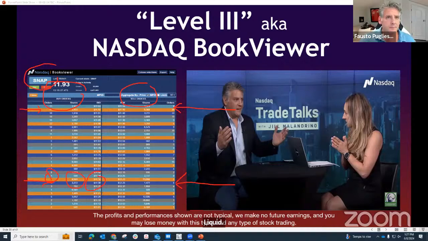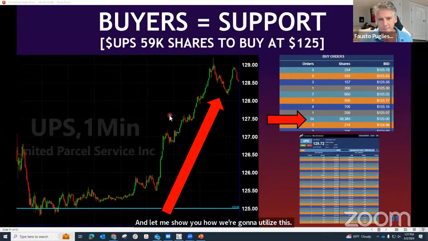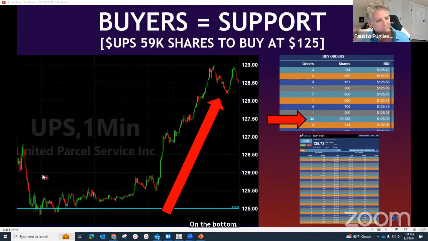Now, let's clear this out. And let me show you how we're going to utilize this. Now, remember what you all said. How do stocks go up and go down? Buyers and sellers. Okay, perfect. So here are your buyers on the bottom. And you could see that the stock UPS, when it hit this price of roughly 125, after a few hours, went right up to 129.